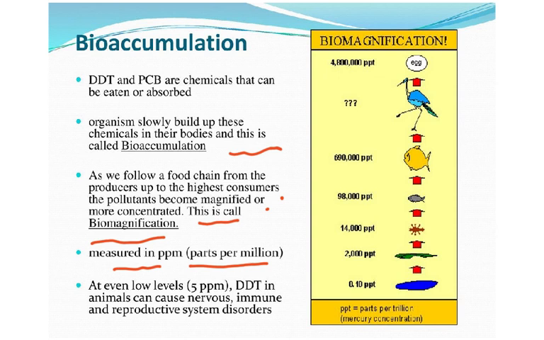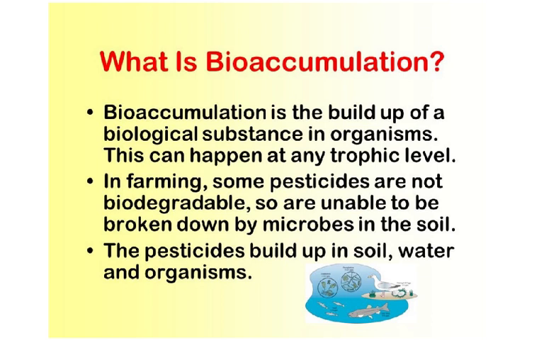So bioaccumulation and biomagnification. What is bioaccumulation? Bioaccumulation is the buildup of biological substance in an organism. This can happen at any trophic level. In farming, some pesticides are not biodegradable, so are unable to be broken down by microbes in the soil. The pesticides build up in soil, water, and organisms. So this is just an explanation of bioaccumulation so that you know what we're going to be talking about, and this would come in any other paper as well.